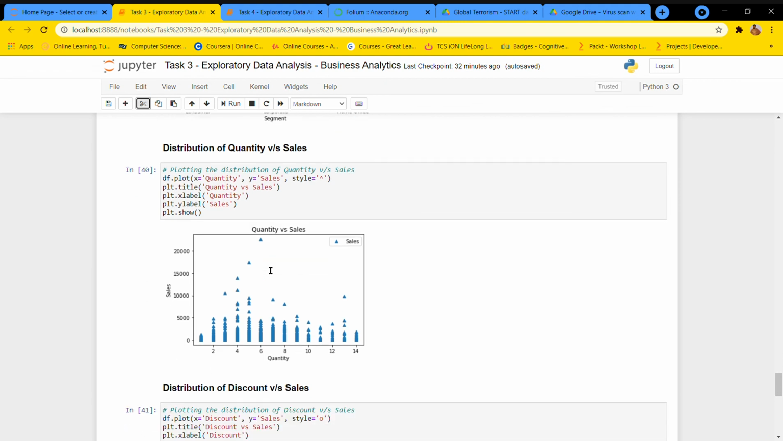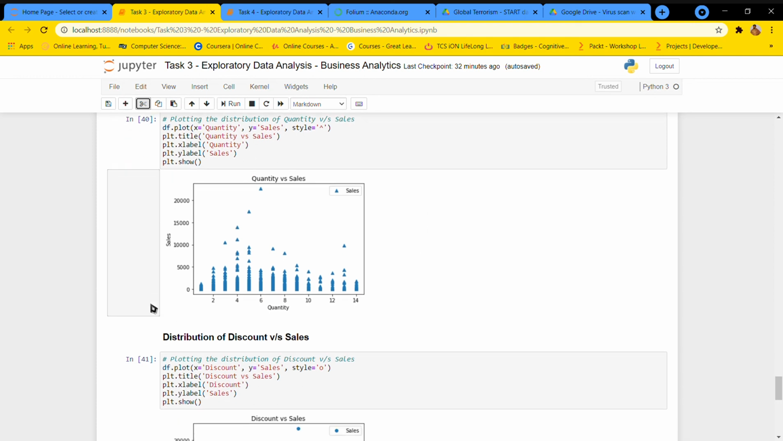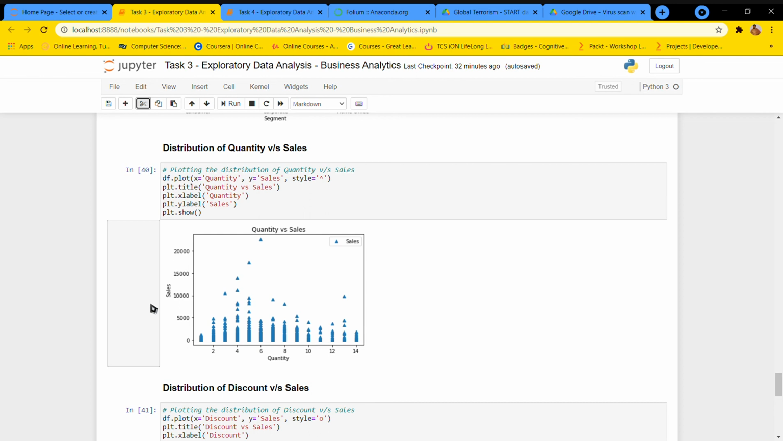As you can see, sales makes profit, quantity makes profit. These are the two factors which are going to give me profit as a business manager. So these are the problems I can use as a business manager to make more profit. So distribution of quantity versus sale. I plotted a graph between quantity versus sale. If quantity increases as well as sale increases, it will be profit for me.